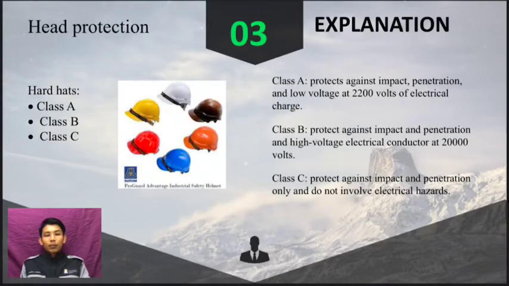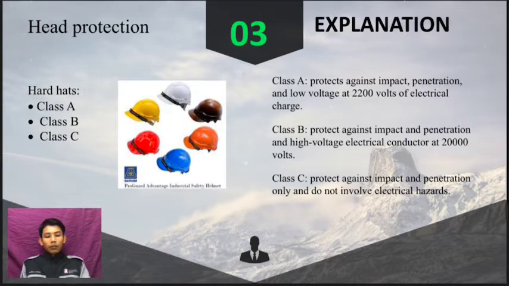Let's move to the explanation. First, I would like to explain about head protection. We can use a hard hat, or what we call a bump cap, to protect our head. The hard hat is divided into 3 classes. The first is class A, class B, and the third one is class C.